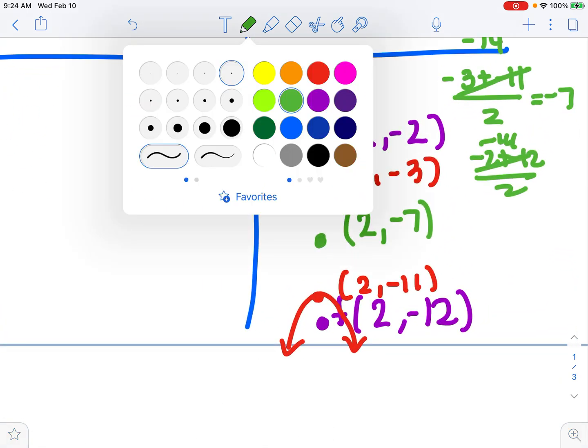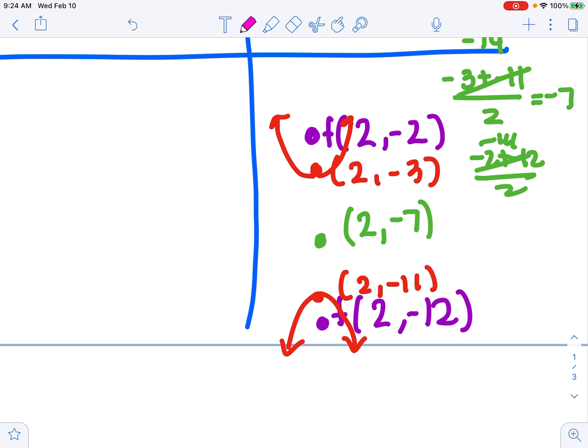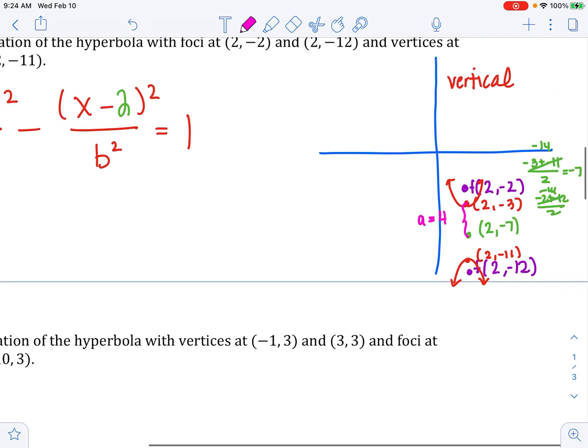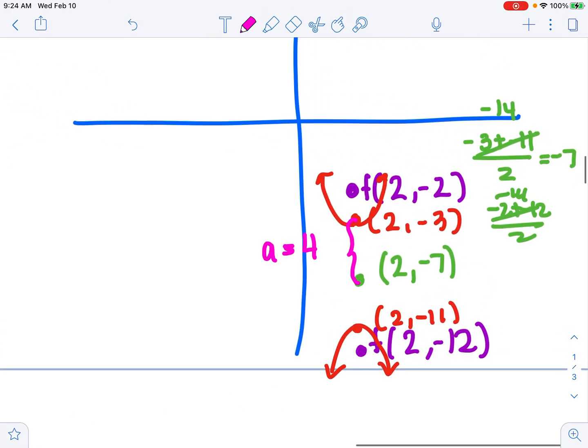Okay, now I'm ready to get a and b. So a is the distance from the center to a vertex. So center to a vertex would be this right here. That's a. So from negative 7 to negative 3 is a distance of 4. So a squared is 16. Erase this, 16. Now I need b squared.